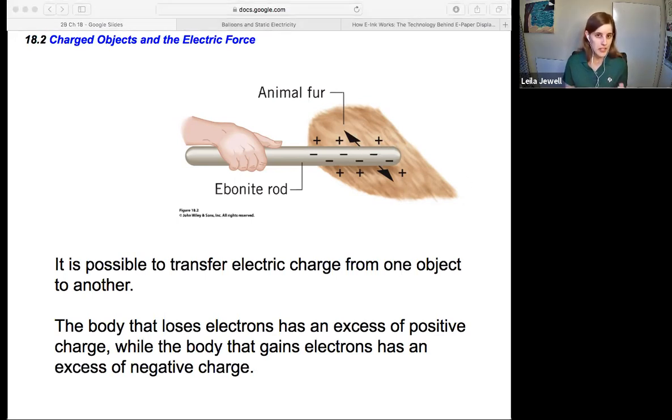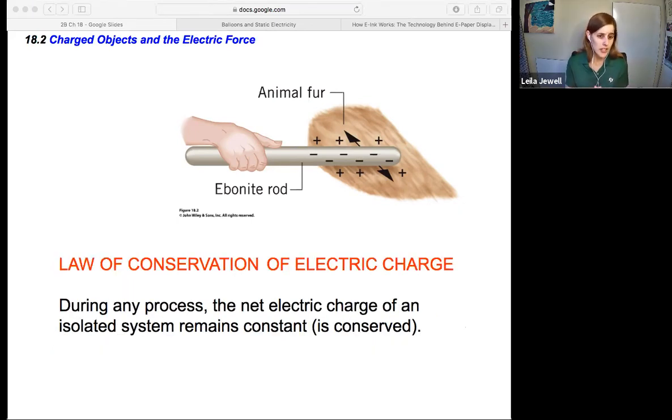And this is an important concept. It touches on one of our conservation laws, the law of conservation of electric charge, that during any process, the net electric charge of an isolated system will need to remain constant. It's conserved. So we can't magically create charge or destroy charge. It always has to go somewhere. We can account for it in that way.